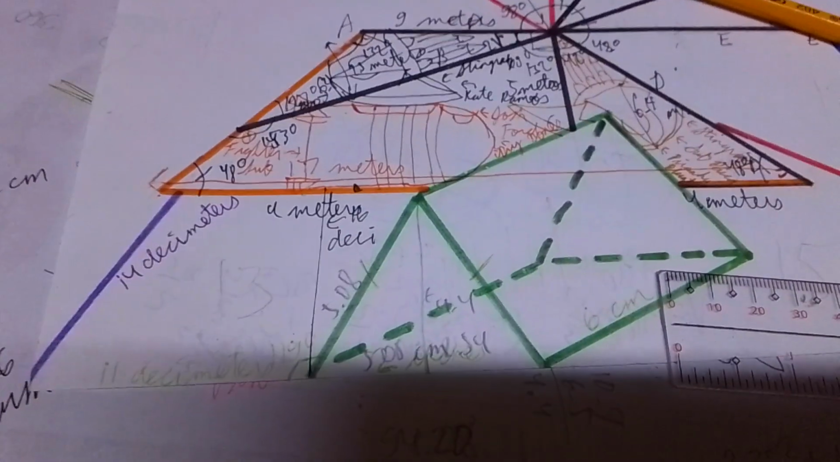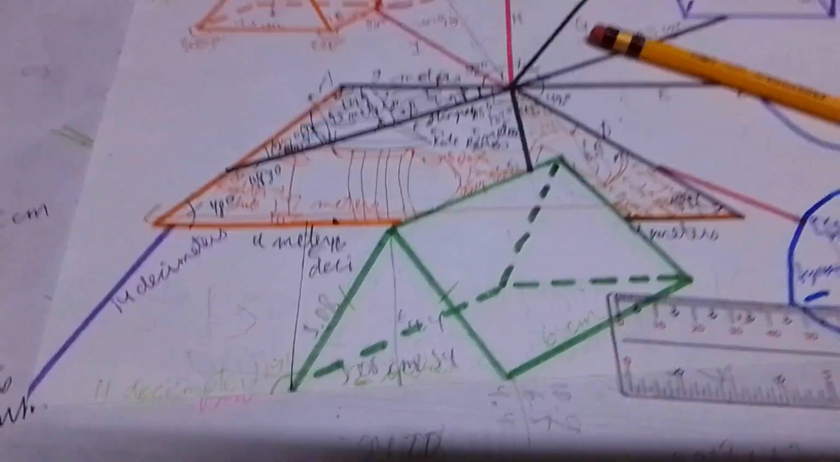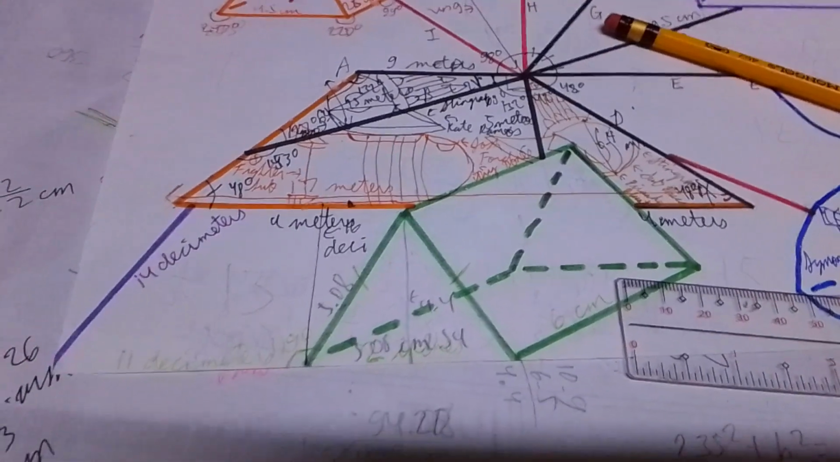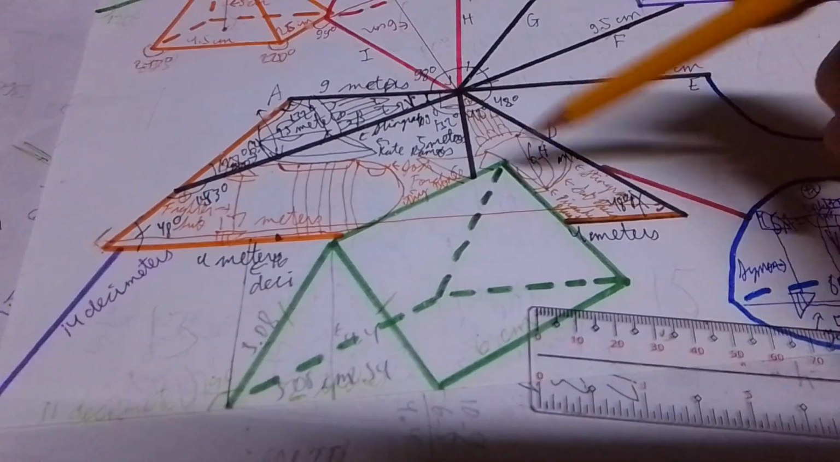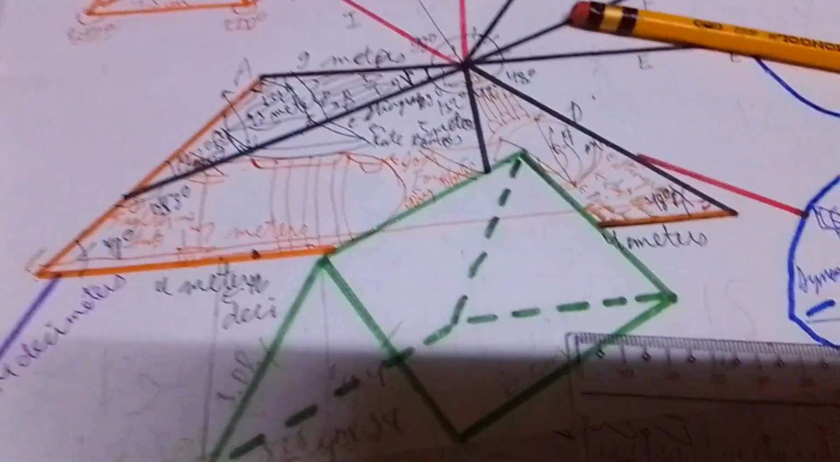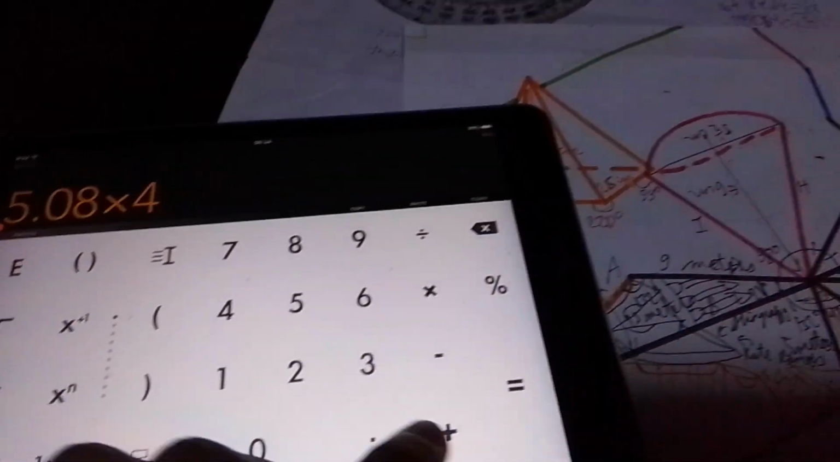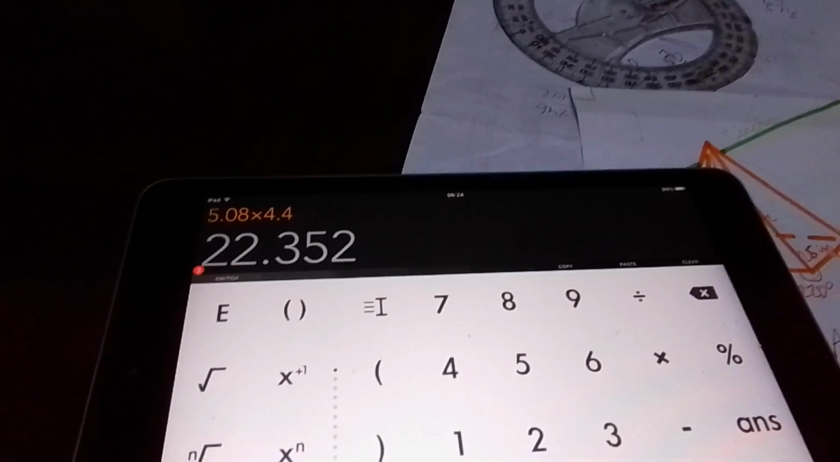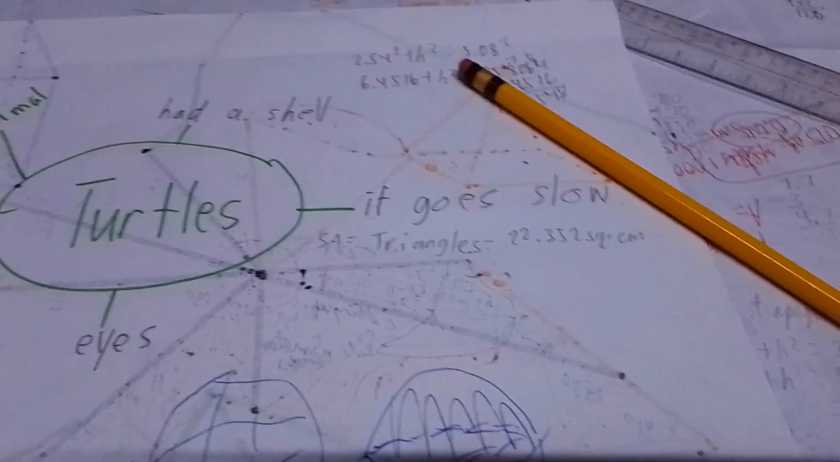Alright? Now let's solve for the surface area. To solve for the area of one triangle, we do this: base times height divided by 2. However, no need to divide by 2 anymore because there's another triangle that is congruent, which is here. Right? So therefore, it's 5.08 times 4.4 only. Okay? So this is what will happen. 5.08 times 4.4. You should get 22.352 square centimeters. And that's for the sake of the triangles.